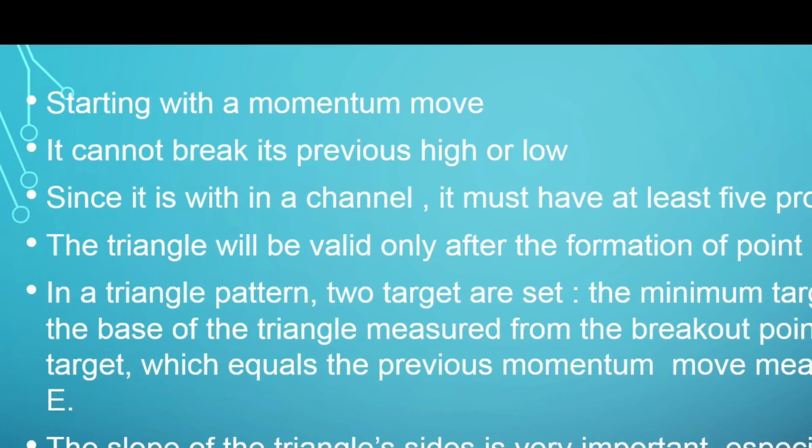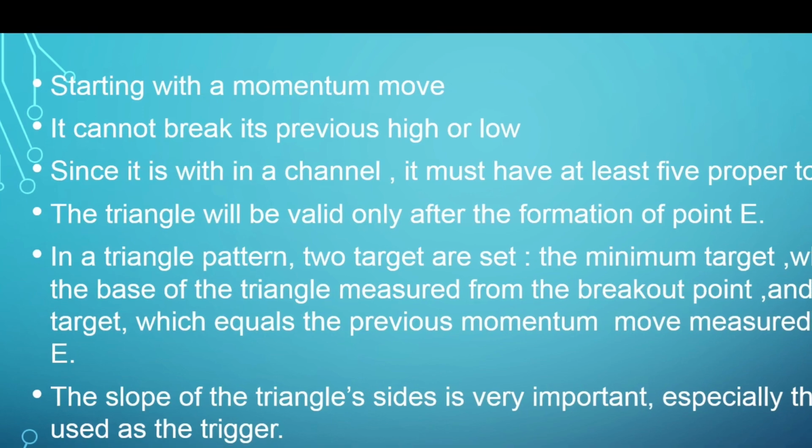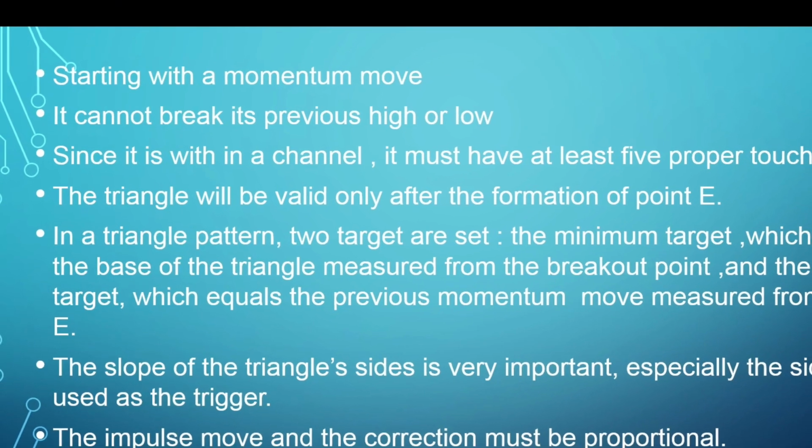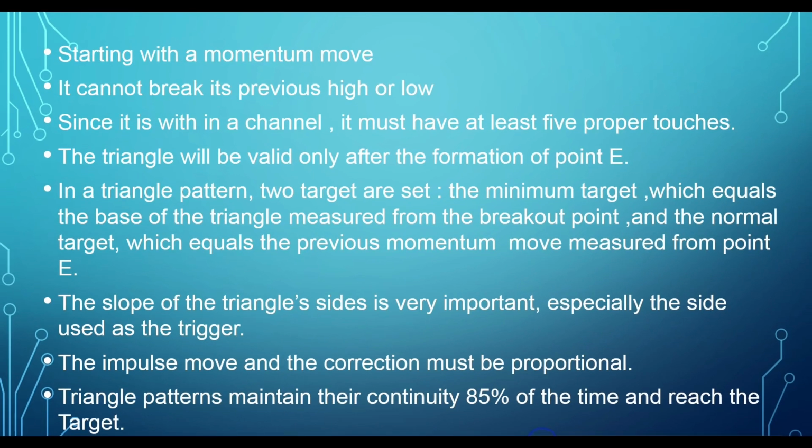In a triangle pattern, 2 targets are set. The minimum target, which equals the base of the triangle measured from the breakout point, and the normal target, which equals the previous momentum move measured from point E.